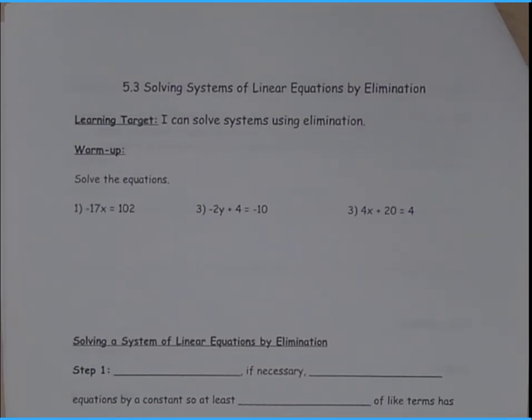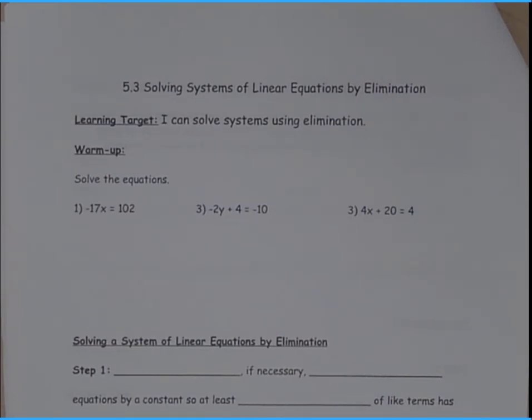Hey everybody, welcome back. The last couple days we've been talking about solving systems of linear equations. We learned how to do it by graphing, and we also learned how to do it by substitution. Today we're going to take a look at another strategy, which is solve by elimination.